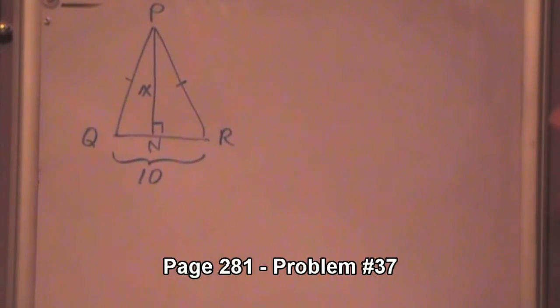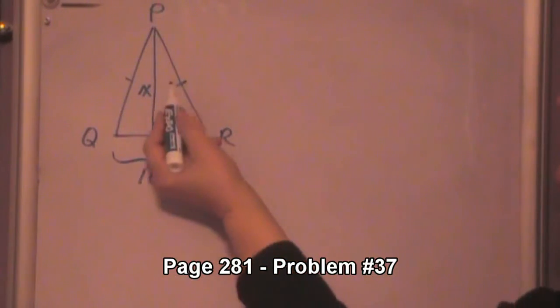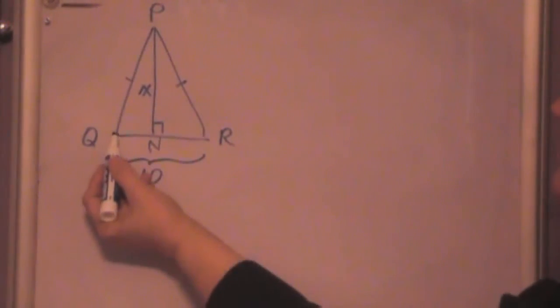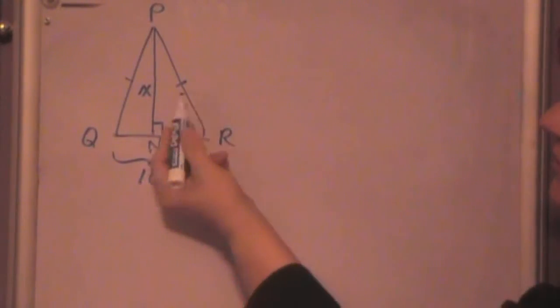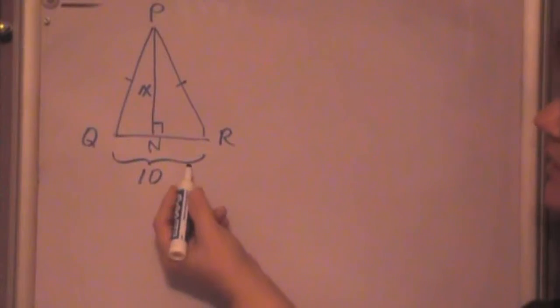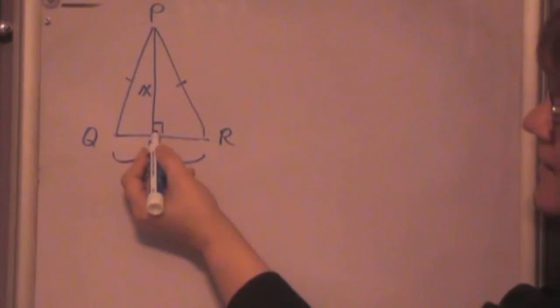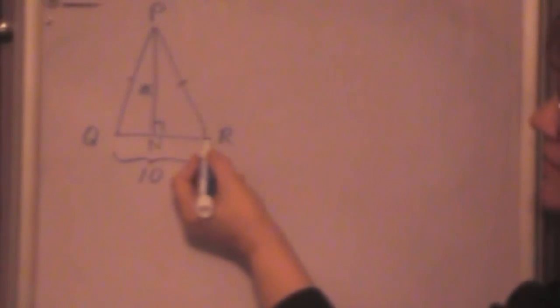Okay, if you remember from geometry, you're given an isosceles triangle. Remember that the legs of the isosceles triangle are your two congruent sides. So PR and PQ in this triangle are the two sides that are congruent. Part A of this problem asks us to show that the length of PR is equal to the square root of 25 plus x squared. It's really not that difficult when you think about it.